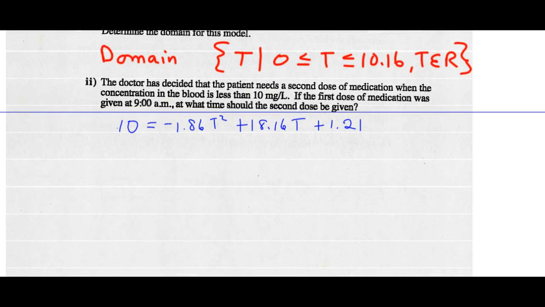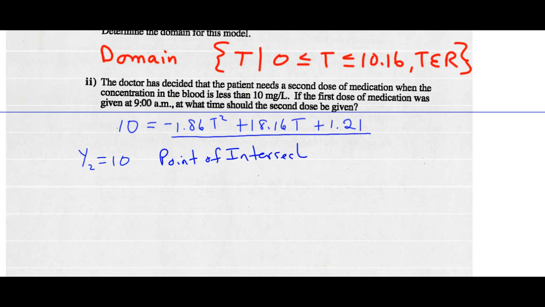All right, so we could solve that equation for t. Well, it tells us to use the graphing calculator. So if I want to use the graphing calculator, I'm going to let y2 equal 10. And we already have y1 equaling this part of the equation in our graphing calculator. So I can now find the point of intersection on my graphing calculator. So let's go do that.